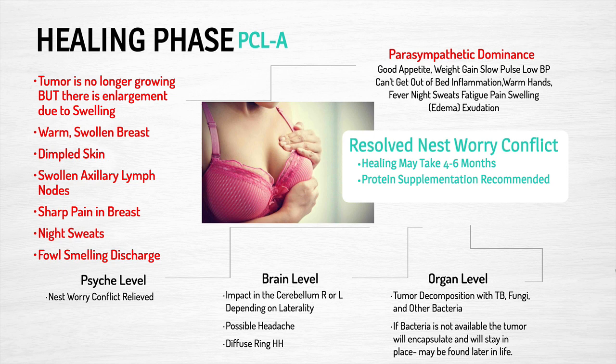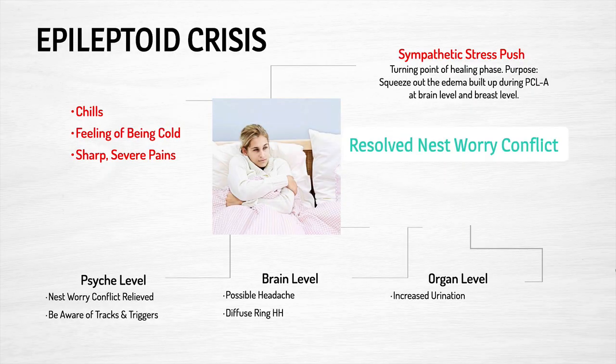Once you're halfway through the healing phase, you reach the greatest amount of swelling in the breast and on the brain, and then there's something called the epileptoid crisis. This happens in every healing process, and it's a sympathetic stress push. It's the turning point of the healing phase: enough fluid has built up, there's been enough healing, and now we want to squeeze out the edema. The way that you'll know this has happened is if you get chills, you're feeling really cold, maybe you've got some sharp, severe pains in the breast, and then you've got increased urination. That means you've made it through the epileptoid crisis and your body has got to the turning point of the healing phase.